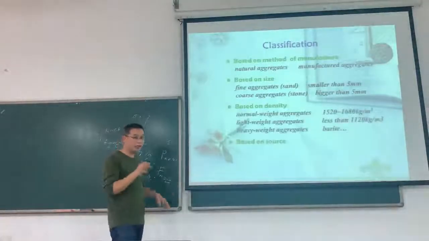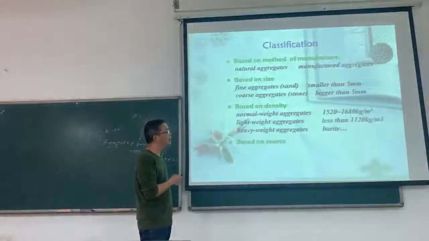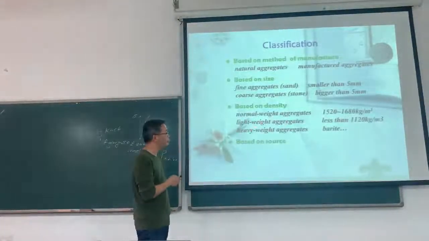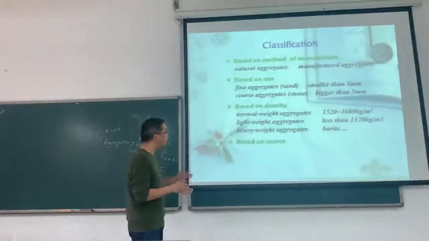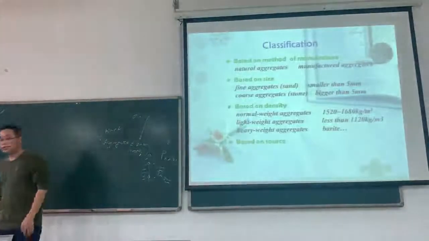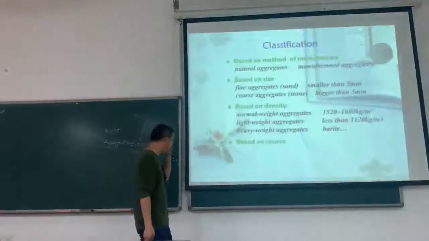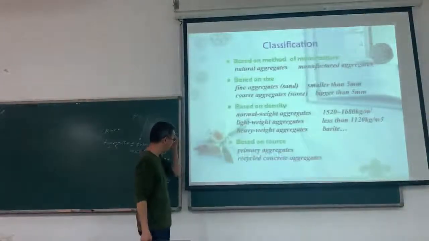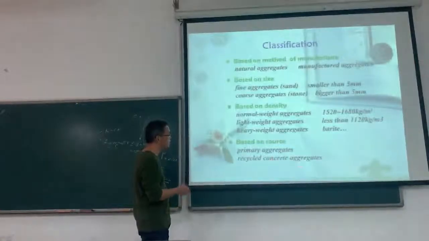Maybe just like we have the normal weight, the light weight, and the heavy weight, from the density of the aggregate. And then we can get classification of the aggregate based on the source. We can get the primary aggregate and the recycled concrete aggregate.